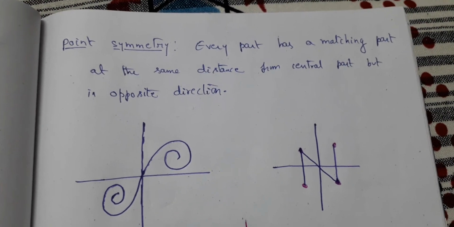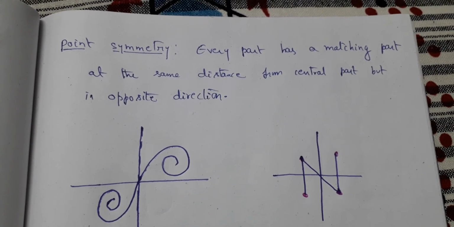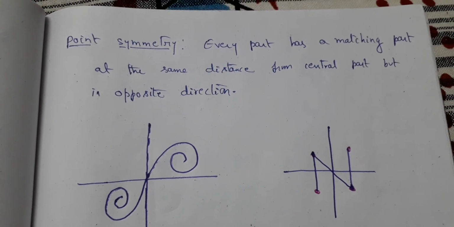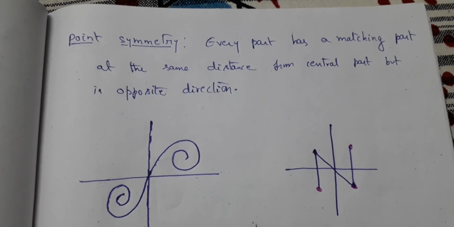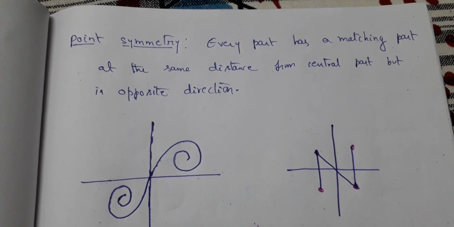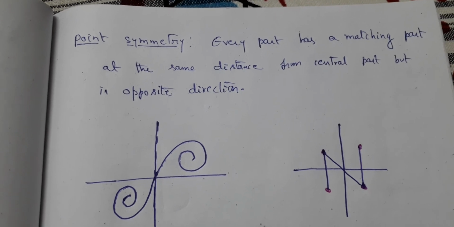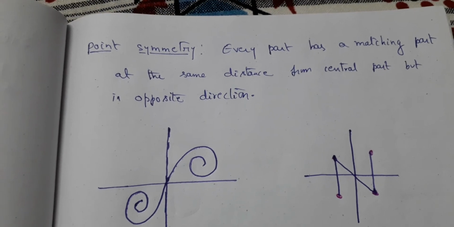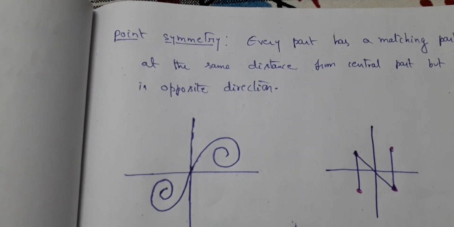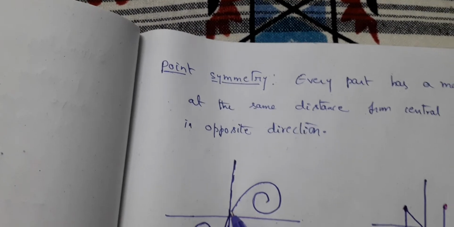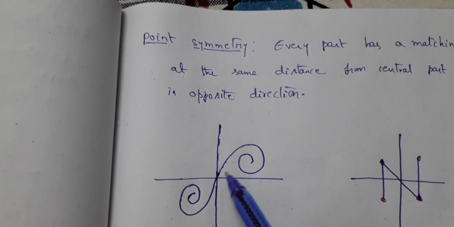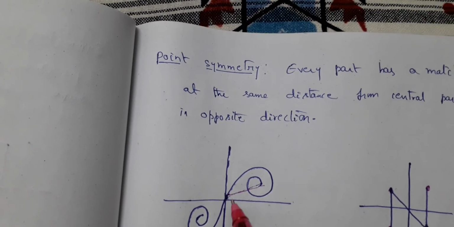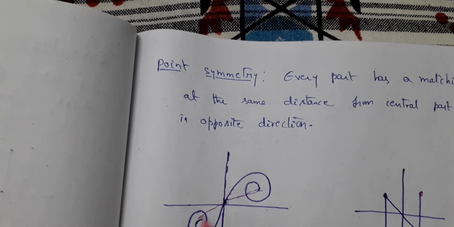Now the last one is point symmetry. See, every part has a matching part in this, right? At the same distance from the central part, but in the opposite direction. As we have seen previously with the rectangle, suppose you rotate by the diagonal, what happens? That symmetry is exactly in opposite directions. Suppose you take from the central part, this shape, how much distance it is from the central part, this is also at the same distance but in the opposite direction.